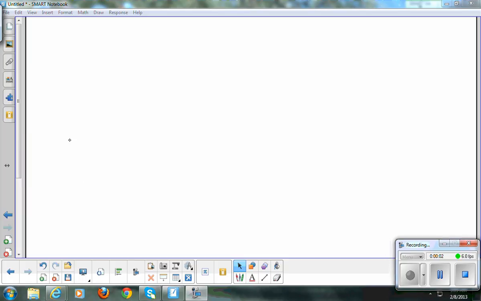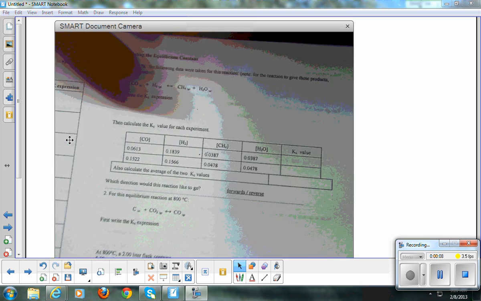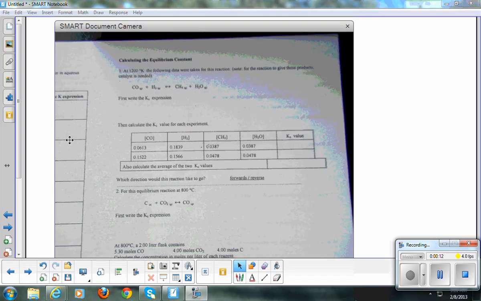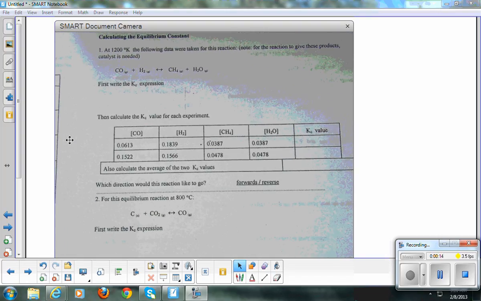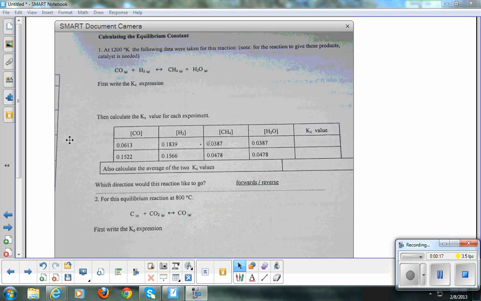Alright, first up we want to use the packet that I gave you last time. Calculating equilibrium constants. Alright, so first thing that we want to do is write the Kc.